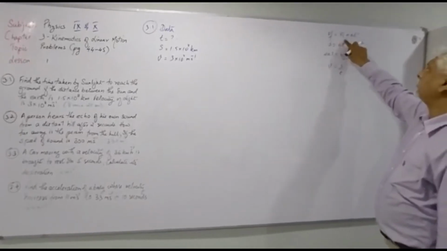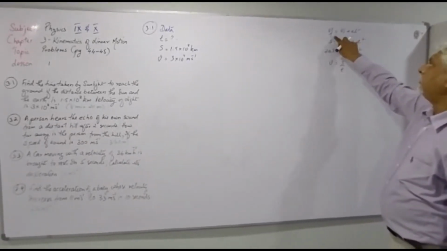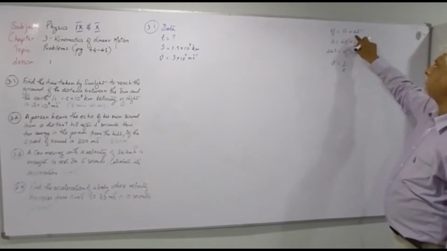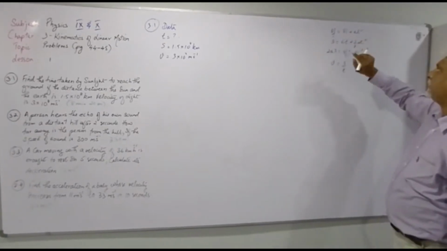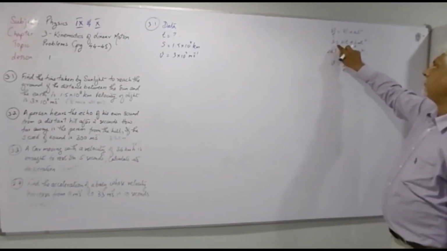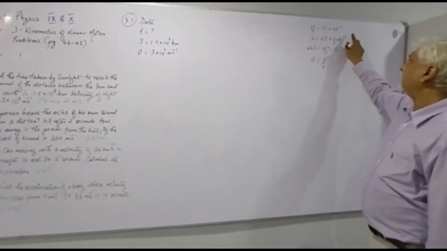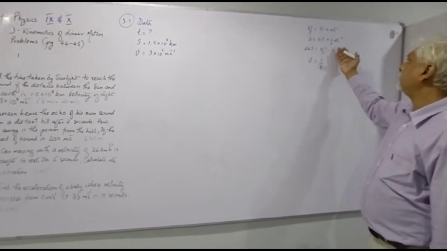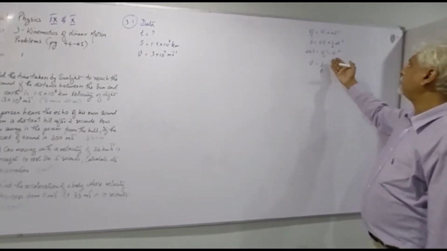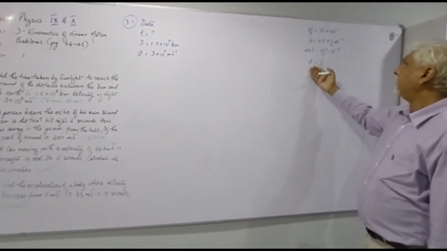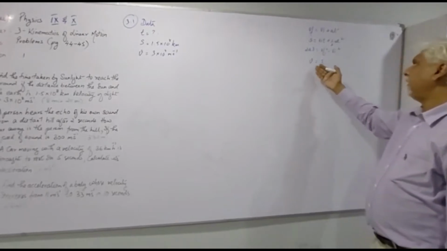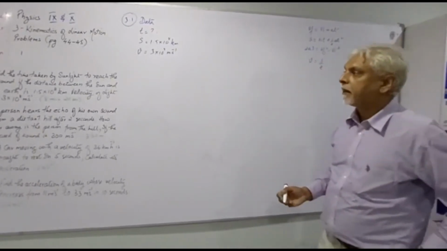The first equation of motion, Vf is equal to Vi plus At, where Vf is the final velocity, Vi is the initial velocity, A is acceleration, t is the time. Second equation of motion, S is equal to Vi t plus half A t squared. S is distance. Third, 2As is equal to Vf squared minus Vi squared. We also have a formula, the average velocity V is equal to distance upon time.